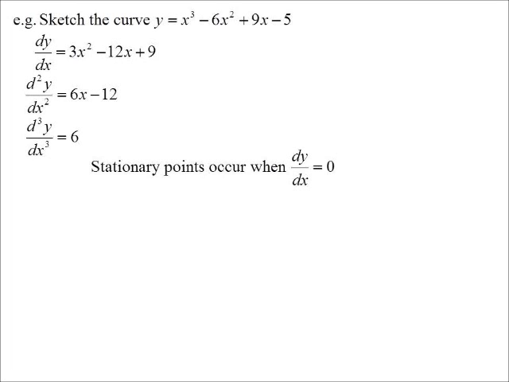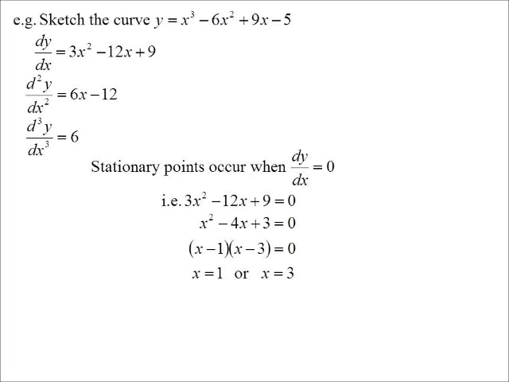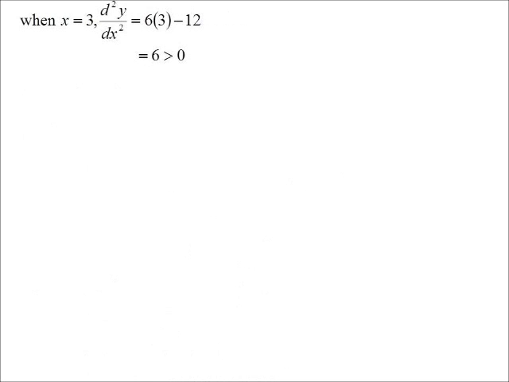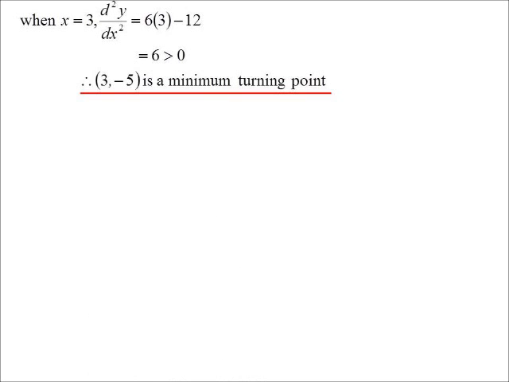First of all, locate stationary points. So first derivative must equal 0, and I get two possibilities, x equals 1 and x equals 3. Now we go and classify them. At x equals 1, I get a negative, so therefore concave down, maximum turning point. And at x equals 3, we get positive 6, minimum turning point.